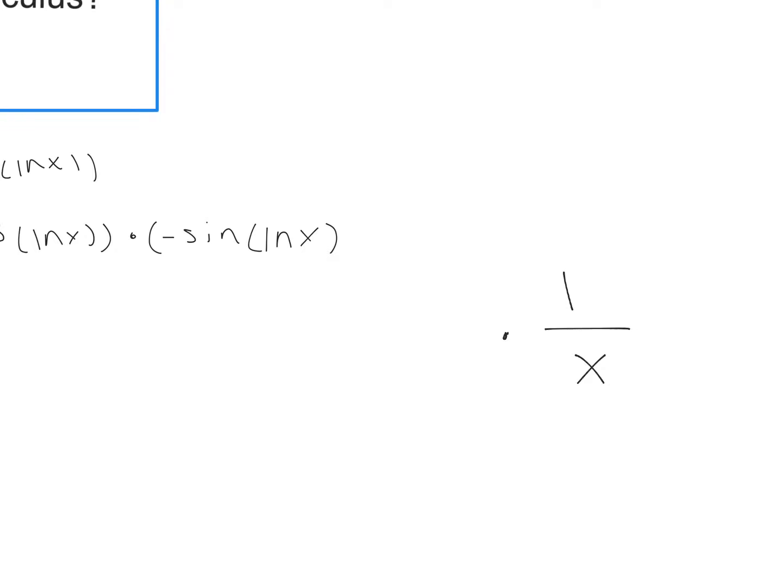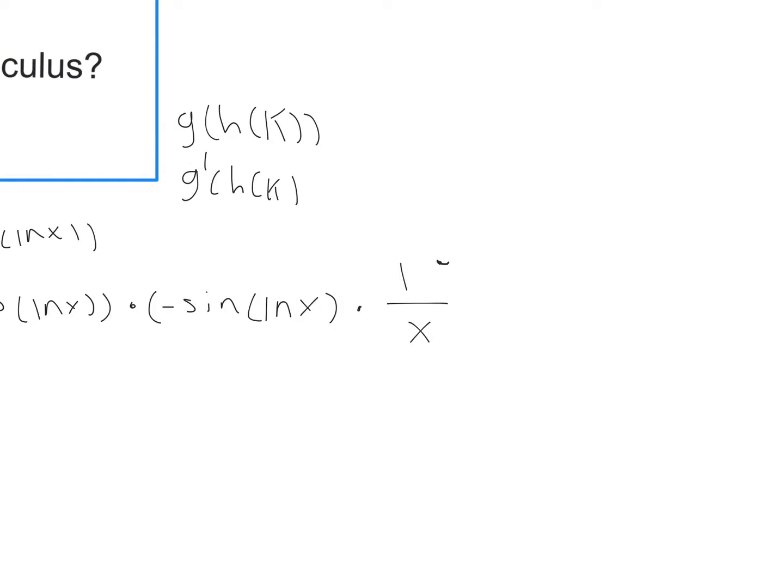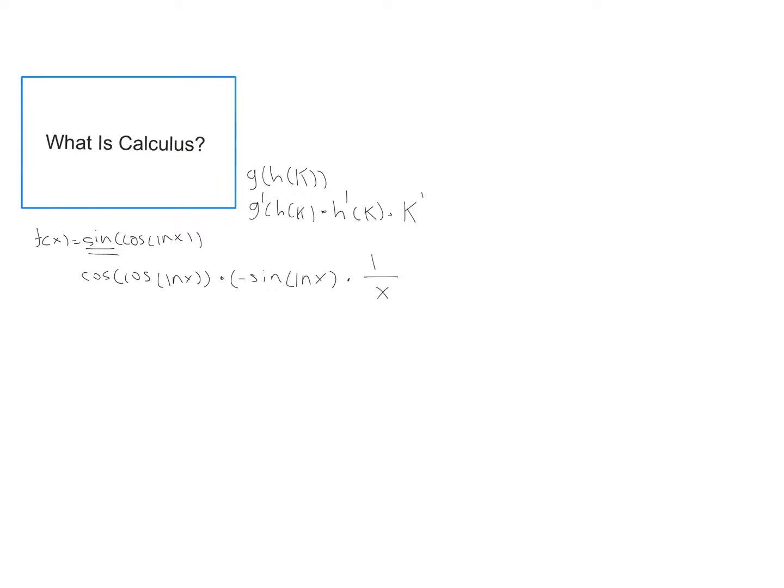So this would basically follow the rule that the derivative of j(h(k)) would equal g'(h(k)) times h'(k) times k'. It's just doing that basically.